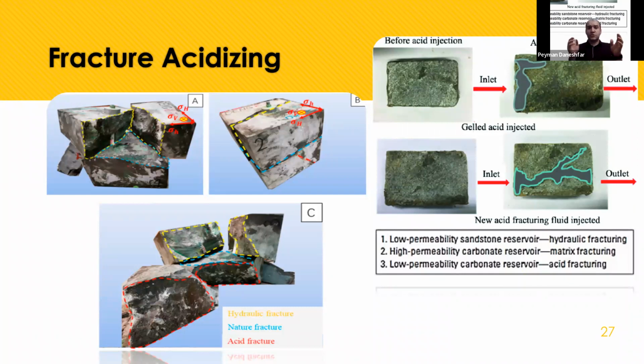And remember this for yourself. A low permeability sandstone reservoir is good for hydraulic fracturing. A high permeability carbonate reservoir is good for matrix acidizing. And a low permeability carbonate reservoir is good for acid fracturing, okay? That is what we learned now. Hydraulic fracturing is good for sandstone reservoirs, matrix acidizing is good for high permeability carbonate, and for low permeability carbonate we need acid fracturing.